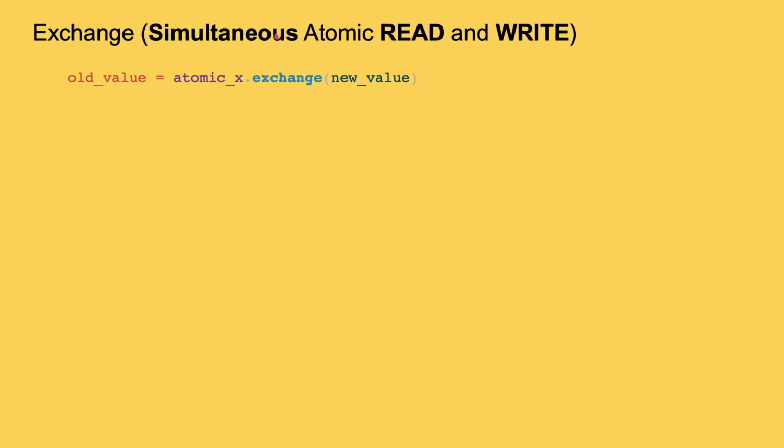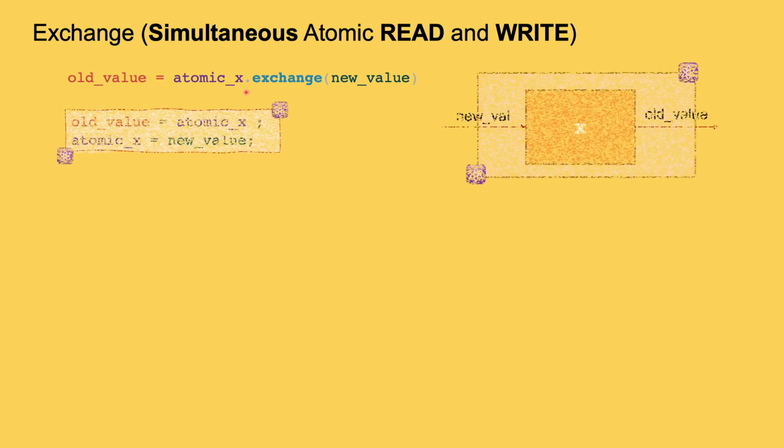Exchanging is simultaneous atomic read and write. Basically, from variable x, you're reading and writing at the same time. So if this is x, you're pushing a value, the new value goes inside x, the old value is sampled and comes out of x, gets sampled inside old value. So we are basically running these two lines atomically. And that's basically what exchange does.